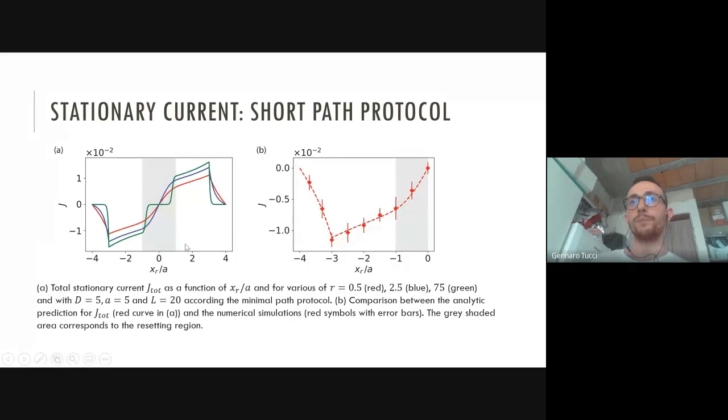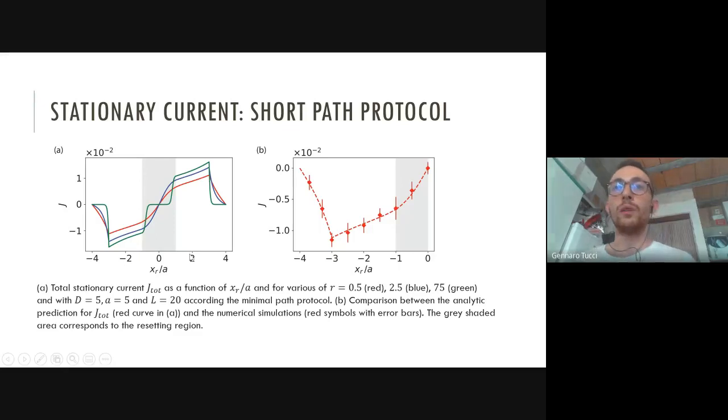As we can see, this current is completely symmetric with respect to the origin, so one can just stick to the right part of this plot. In this case, we have particles that reset according to the shortest path protocol. Each time a particle resets inside this gray area, it will stay inside this gray area, because the shortest path is always inside this gray area. This means that particles are confined inside the resetting region. Whenever you increase your resetting rate, the particle will be more constrained inside this resetting area. This is why this green line is completely flat, because there is no current, which means that the particles are basically stuck in that region.